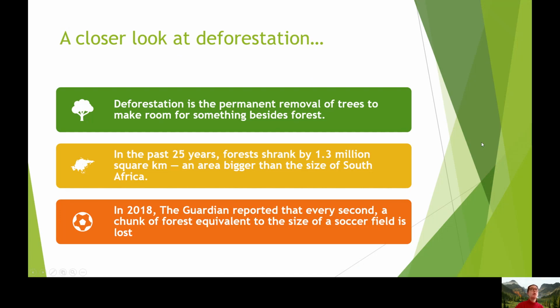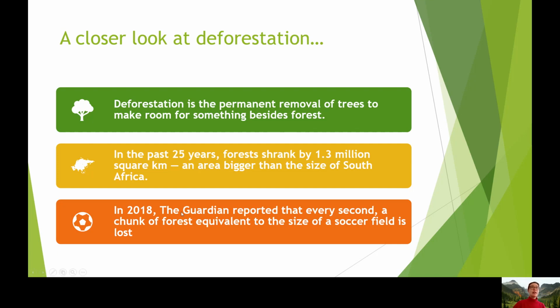Deforestation is the permanent removal of trees to make room for something besides the forest. And in the past 25 years, forests shrank by 1.3 million square kilometers. This is an area bigger than the size of South Africa.